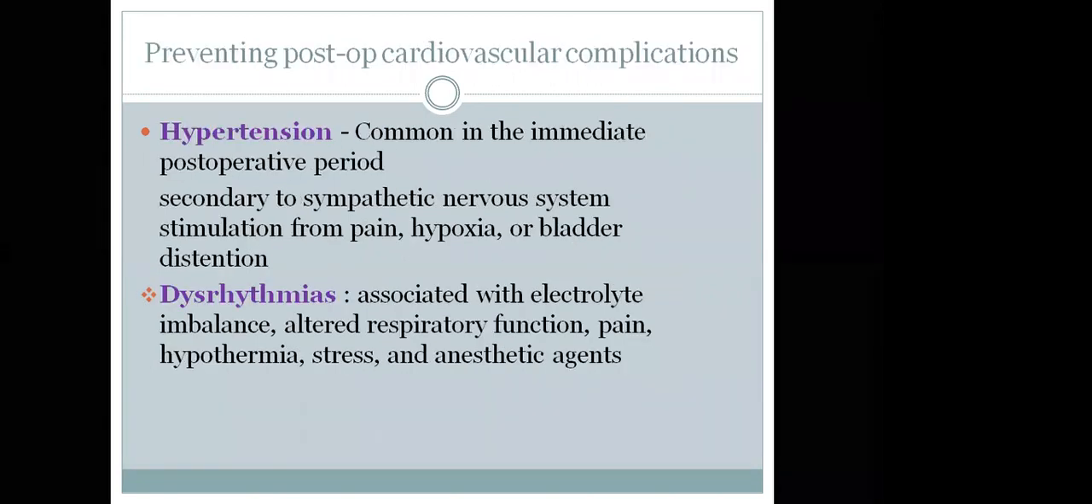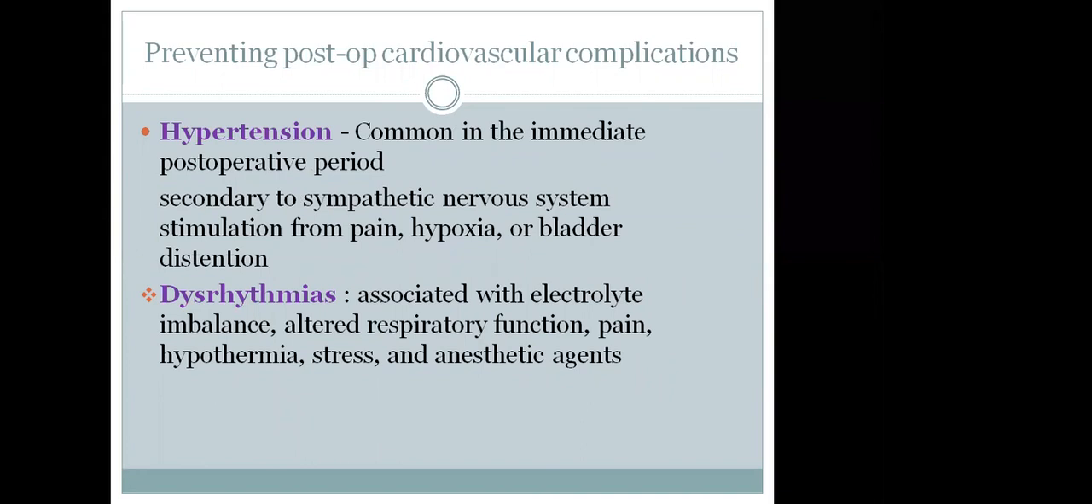Hypertension is common in the post-operative period, and hypertension usually develops because of sympathetic nervous stimulation, because of pain. That's why pain relief, analgesia, is an important part. Hypoxia and bladder distension should be avoided, so hypertension can be controlled easily. Dysrhythmia because of respiratory dysfunction, drugs, hypothermia can cause dysrhythmias.